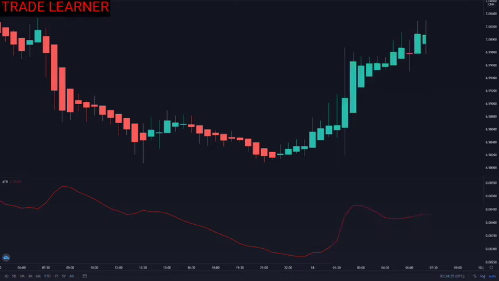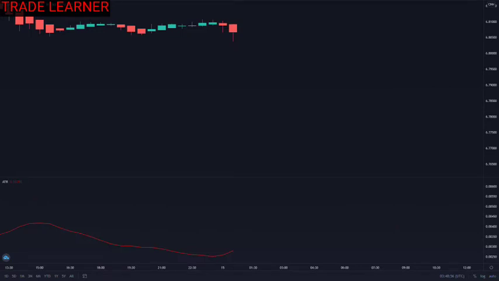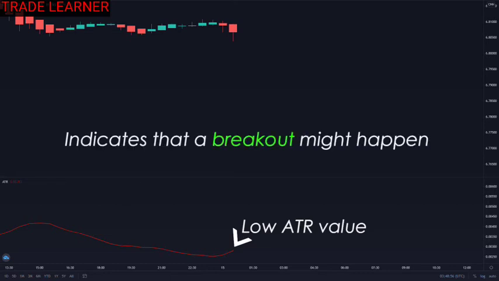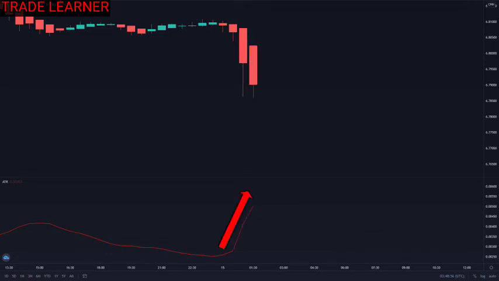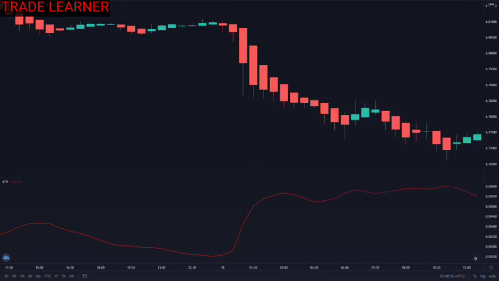It went upwards and you would have secured some profits. Here's another example. You can see that the ATR is at a relatively low value, which indicates that a breakout might happen. Now, you can see that volatility is actually starting to pick up, and the Heikin Ashi is displaying huge red candles, meaning that the breakout will likely happen to the downside. And that's exactly what happened. So that's how you use the ATR to predict when a price is breaking out.